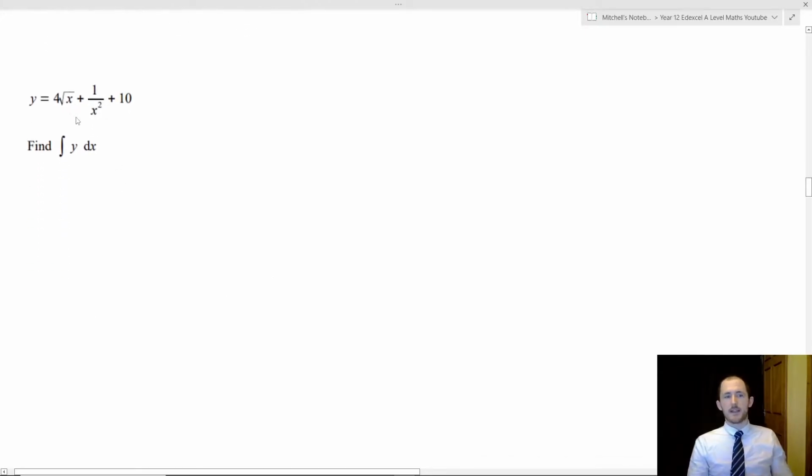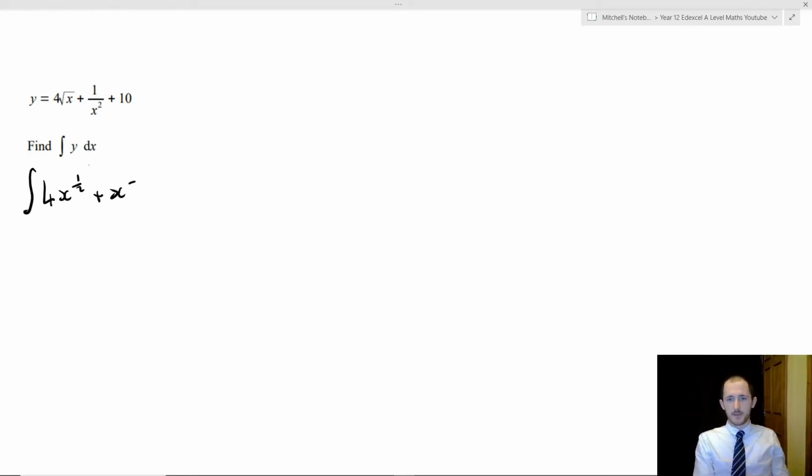So sometimes, again, just like with differentiation, we can't really differentiate or integrate when there are square roots or there are indices on the bottom of a fraction. So the first step is always going to be changing this into proper indices.